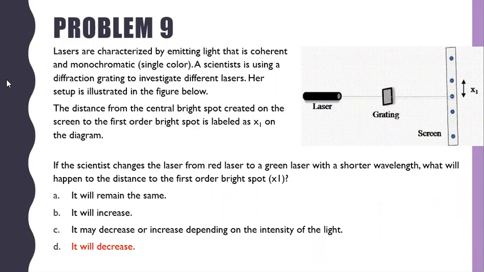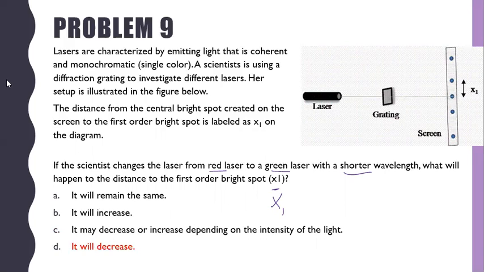Then it says the scientist changes from a red laser to a green laser. This means that we're going for a shorter wavelength. You should know that, but the problem also says it. What happens to the distance to the first order? It should have said x with a subscript, but okay. This is one of the places where you can use the approximation that's on your equation sheet.